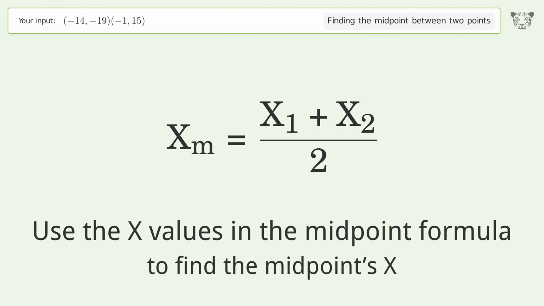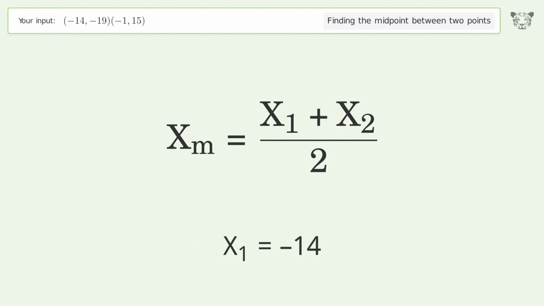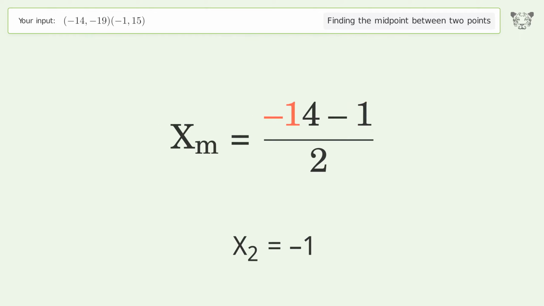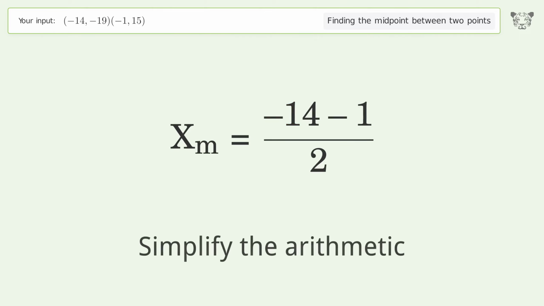Use the x values in the midpoint formula to find the midpoints x. x1 equals -14. x2 equals -1. Simplify the arithmetic.